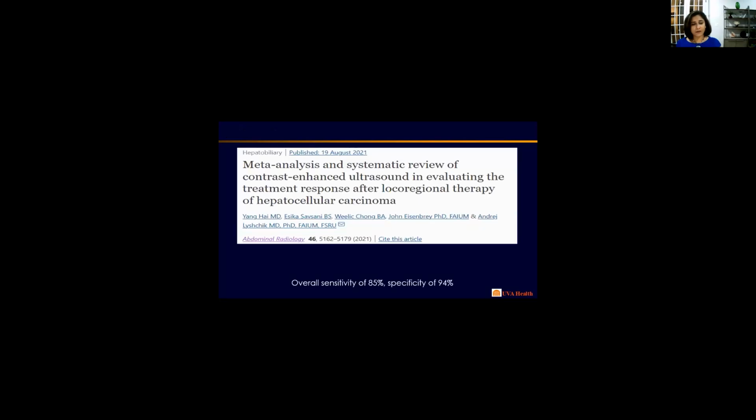In a meta-analysis done by this group at Thomas Jefferson Hospital for CEUS, comparing it with radiofrequency ablation and TACE, they found an overall sensitivity of 85% and specificity of 94%. So overall, I think it does add value to imaging local treatment response for hepatocellular cancer, as well as other hepatic malignancies.